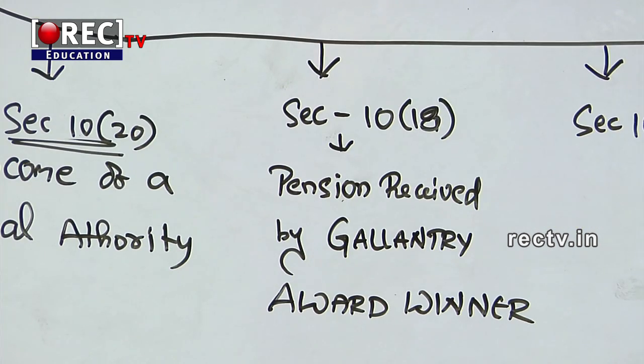Next, section 10 subsection 18. It deals with pension received by a gallantry award winner. In a case where an individual or his legal heir receives pension, such pension is exempt from tax. Individual here means such individual should be a bravery award winner and he should be a central government employee.